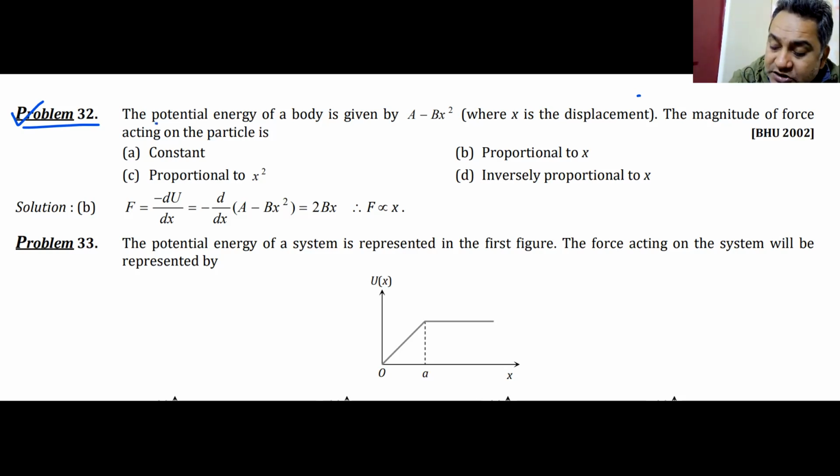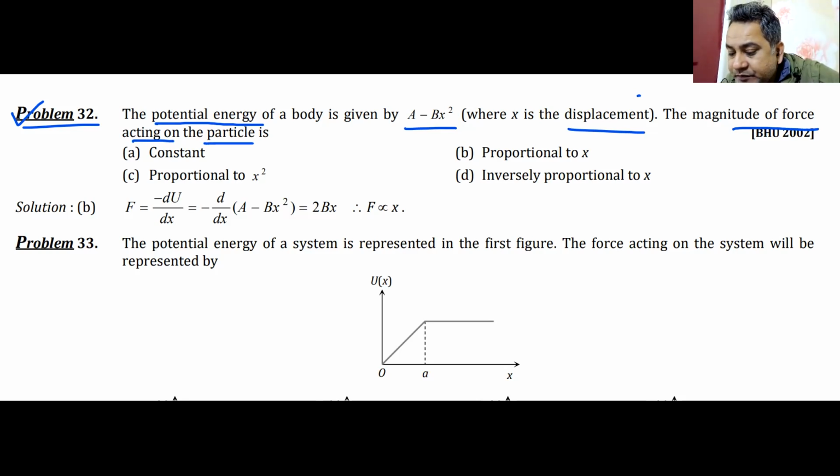The potential energy of a body. So potential energy is the important term. Potential energy of the body is given by A minus bx square. X is the displacement. X should be the position, it is written as displacement, doesn't matter. The magnitude of force acting on the particle is how much? Potential energy is given. You have to calculate force.